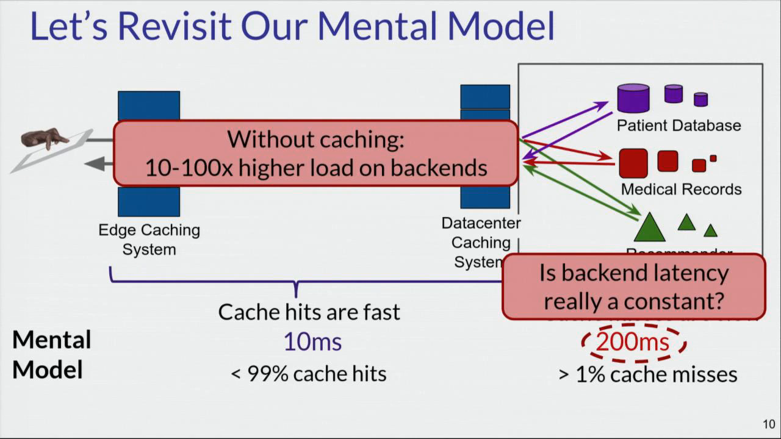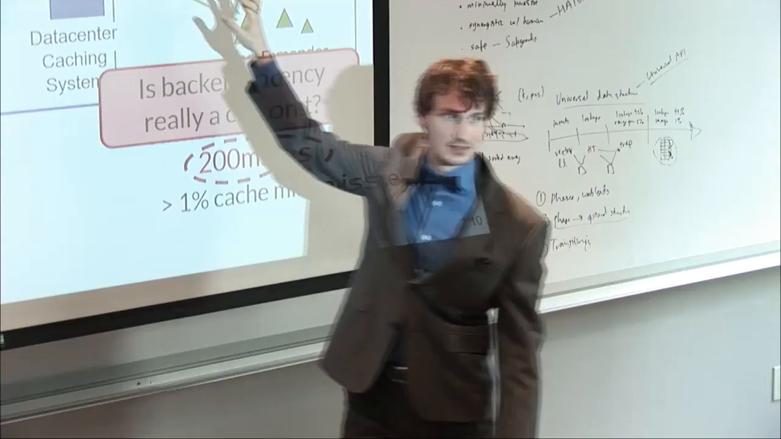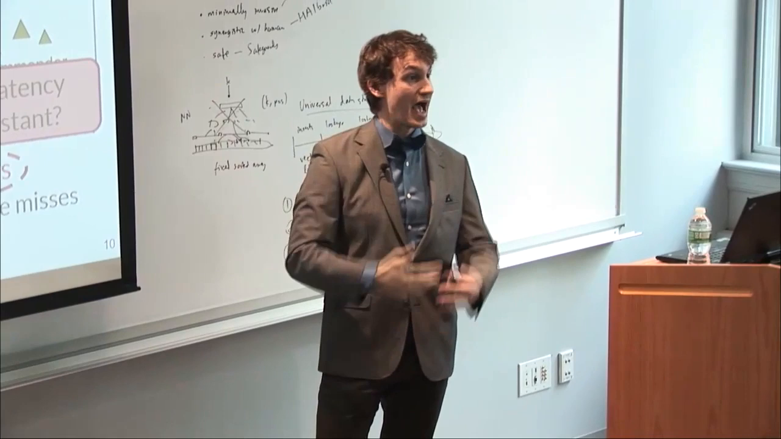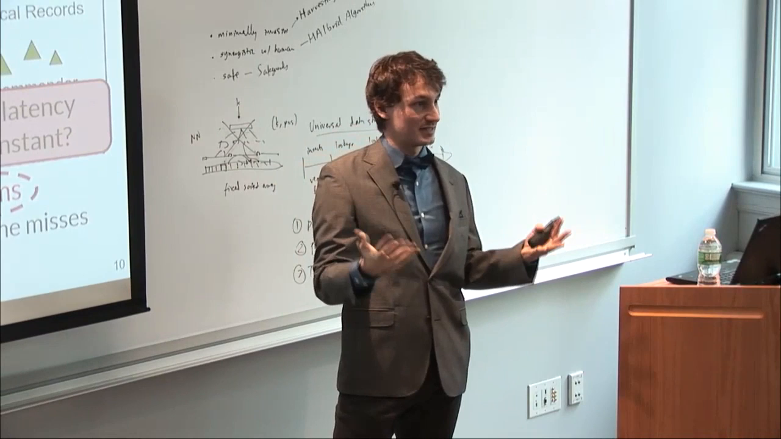You would probably get a 10 to 100x higher load on these backend systems. So suddenly, instead of processing a million requests, they have to process 100 million requests. So they would get overloaded. So caches definitely have some sense in there, right?